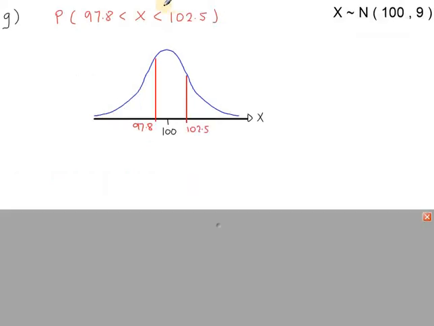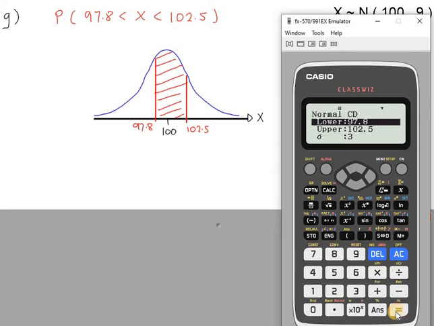So now we're looking for the probability that a randomly chosen child, so that's one child, will have a height in this interval. If you press equals after the last calculation, you can put in new values. 97.8 lower limit, 102.5 upper limit. Same standard deviation and mean as before. And this time the probability is 0.566.